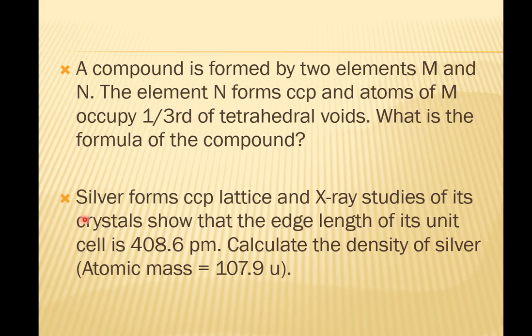Next is a numerical. Silver forms CCP lattice. Cell edge is given to you 408.6 picometer. Now it is in picometer. You have to convert it in centimeters. So it will be 408.6 into 10 raised to power minus 10 centimeters. Atomic mass is given to you. So now you can calculate the density of the silver.